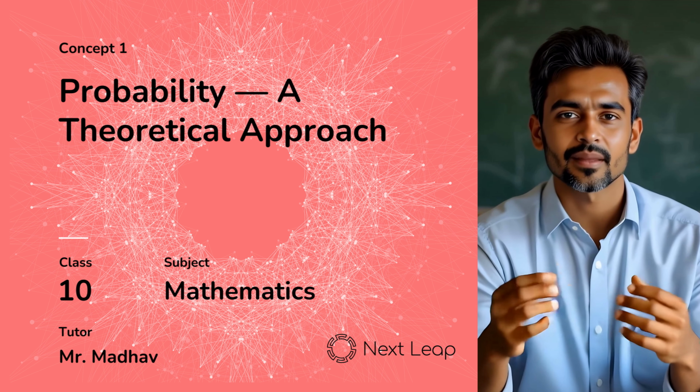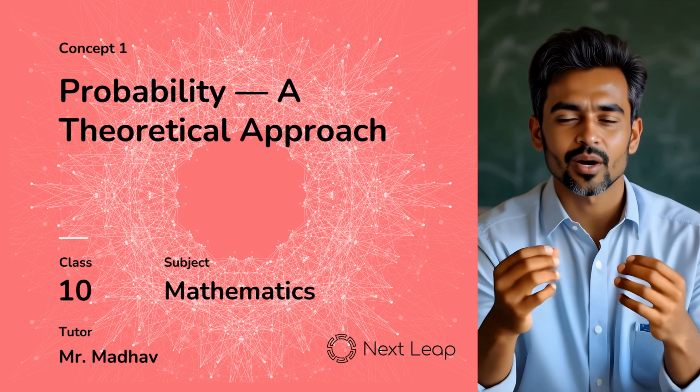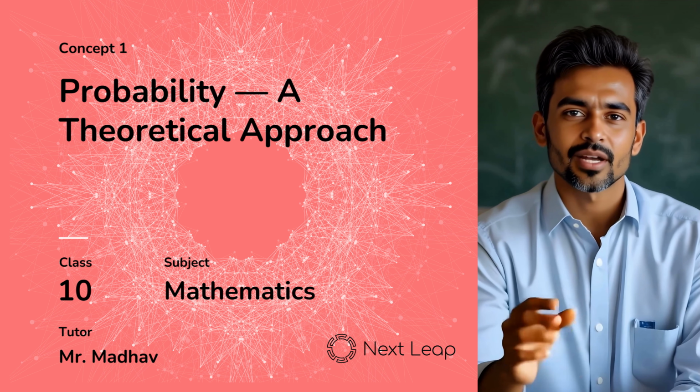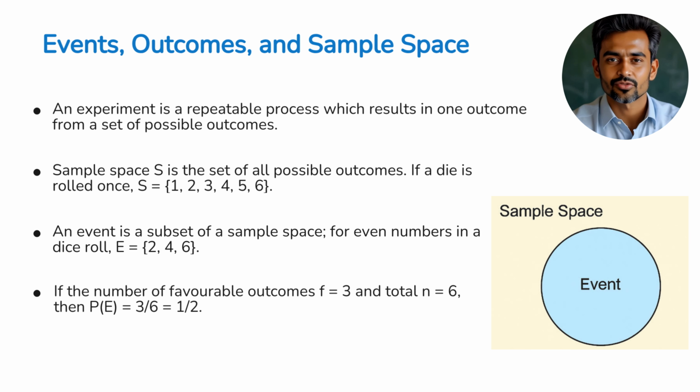Arey wah! Now you know how classical probability works, listing all possible outcomes and dividing the number of favorable ones by the total. Simple yet powerful. Moving forward, let's understand some important words that make probability easier to talk about. Experiment, sample space, and event.